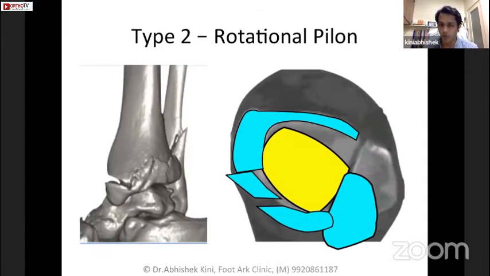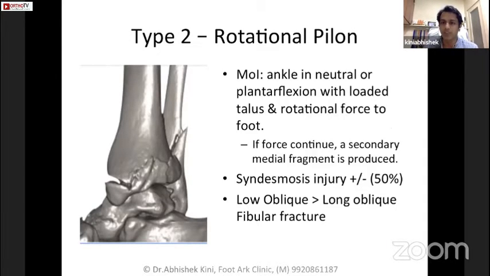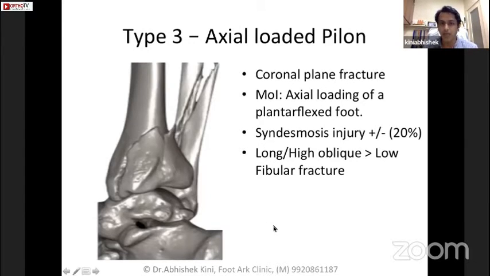Type 2 is more of a rotational pylon where again the syndesmosis might be injured in these fractures, and you may have a low or a fibular fracture which is low oblique or a long oblique fracture. Going next to type 3, which is an axial loaded pylon, where again there is lesser chance of syndesmotic fracture and the fibula fracture.